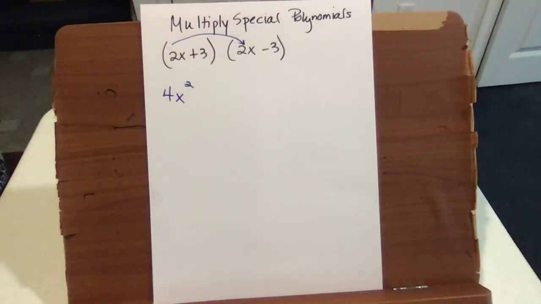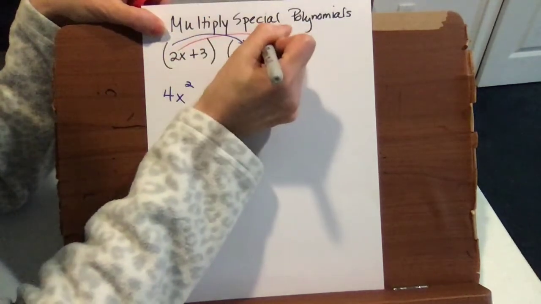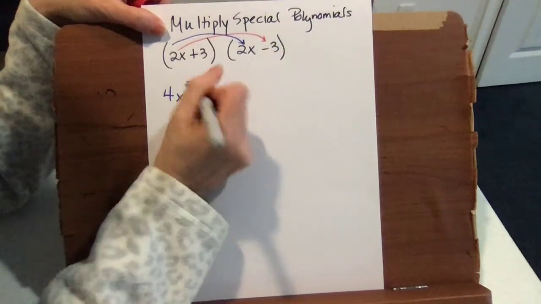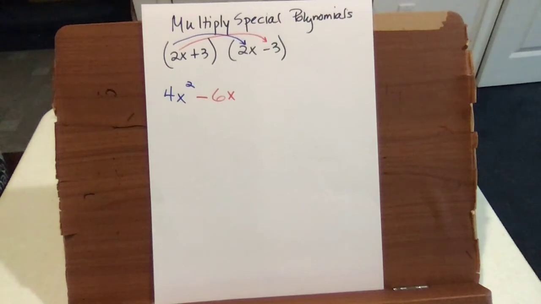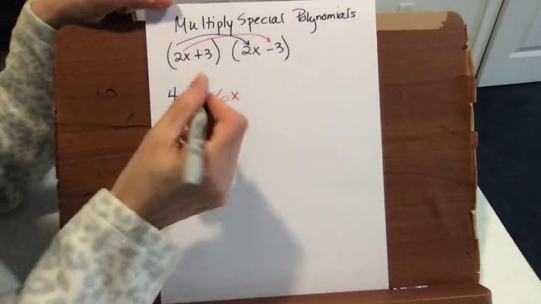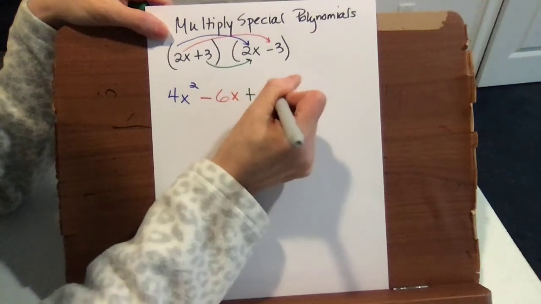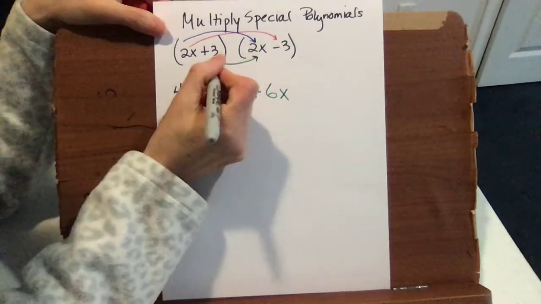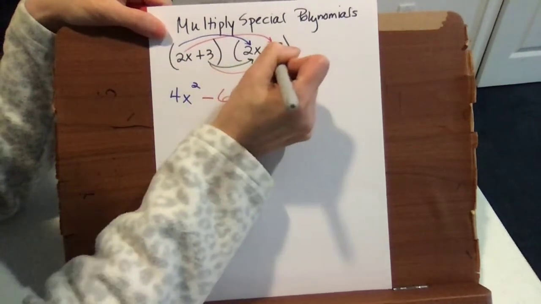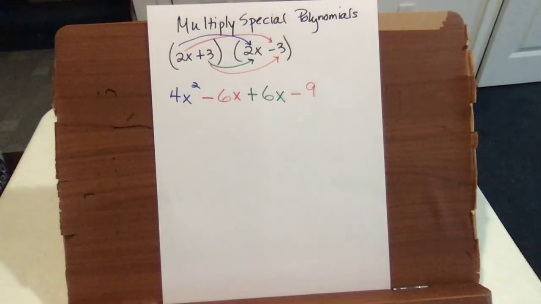Okay. All right, next we're going to do the second part of our FOIL method, which is the outers. So 2x times the negative 3. So that's going to give us negative 6x. And then we're going to do our inners. So we got a positive 3 times 2x, which is positive 6x. And then we're going to do our last terms in each binomial, which is 3 times a negative 3, which is negative 9. All right.